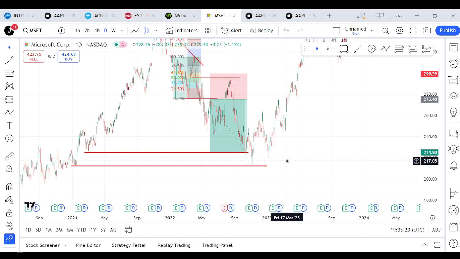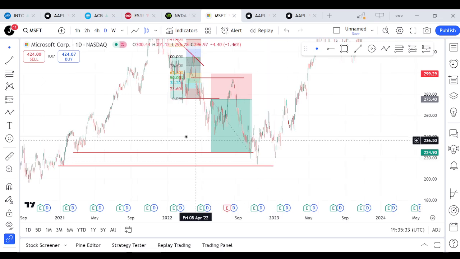So remember to monitor volume during the breakout. Higher than average volume confirms the pattern's validity and increases the probability of a successful trade. Lower volume during the rectangle formation, followed by a volume spike on the breakout, provides the strongest confirmation.